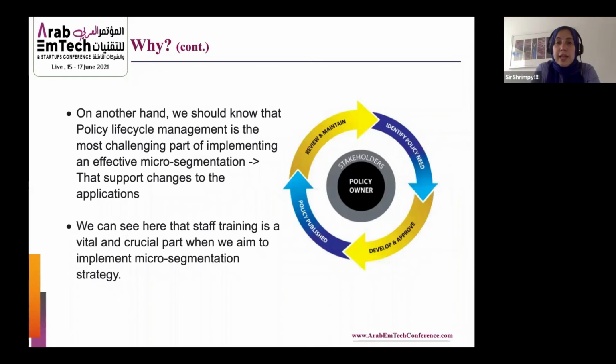On the other hand, we should know that policy life cycle management is the most challenging part of implementing an effective microsegmentation strategy that supports changes to the application. We can see here that staff training is a vital and crucial part when we aim to implement a microsegmentation strategy.